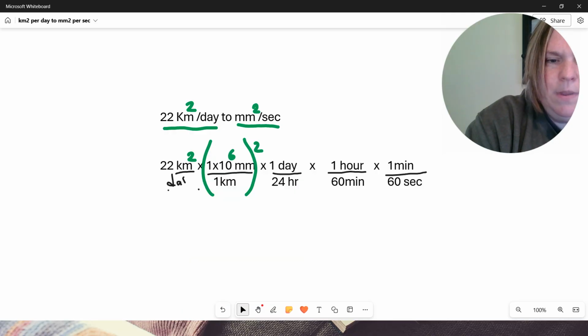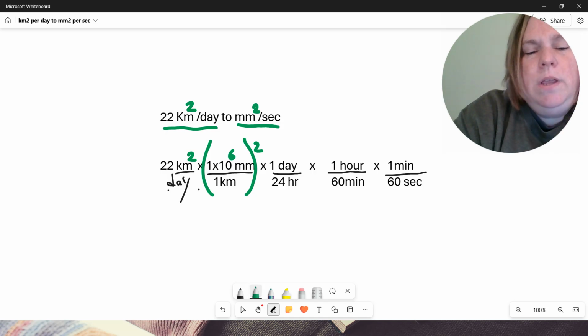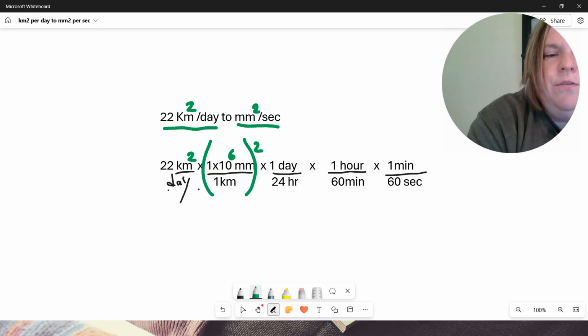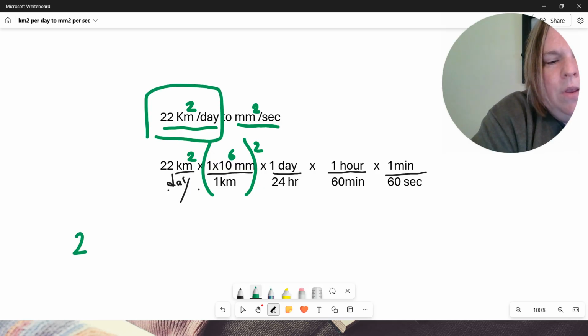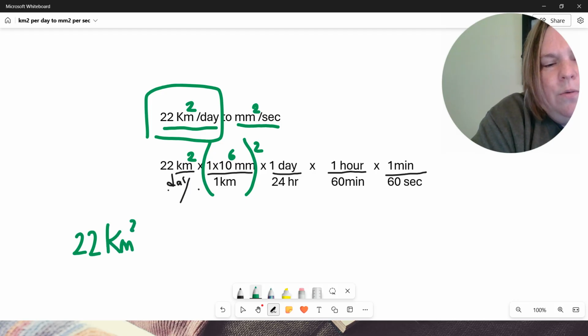Okay, here we go. So the problem set has per day. So let's look at how I came up with this setup. First of all, this is our given, so let's write it. And I'm going to just rewrite it down below as we talk through this. So we have 22 kilometers squared over days.